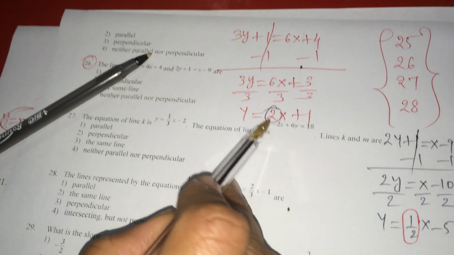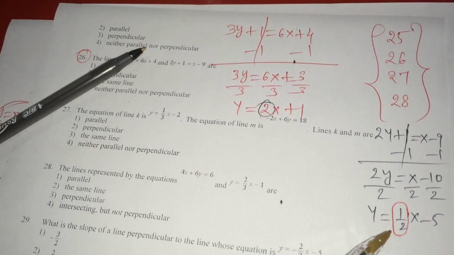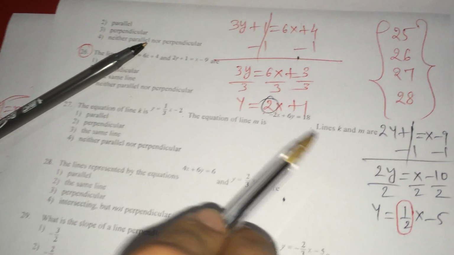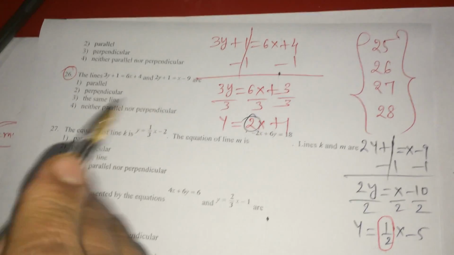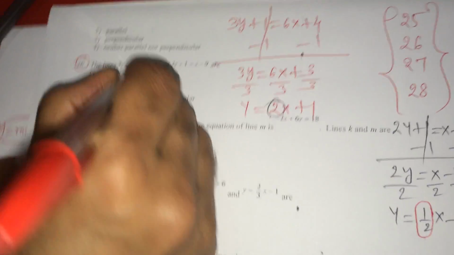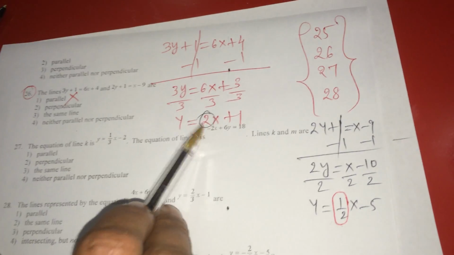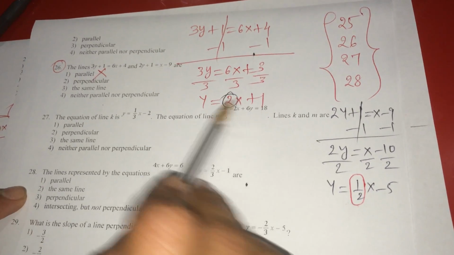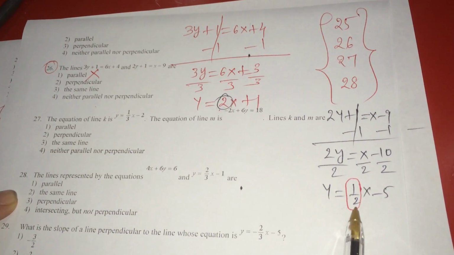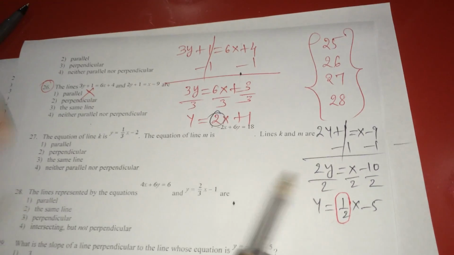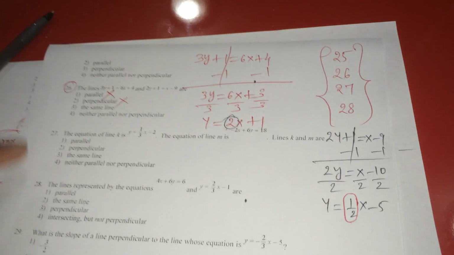Now if you carefully observe these two slopes, 2 and 1/2, are these two equal? No, they are not equal. Therefore, they are not parallel. And then, is this the negative reciprocal of 2? What is that? Negative 1/2, but we have only positive 1/2 here. So even these two lines are not perpendicular. So that is also a wrong answer.